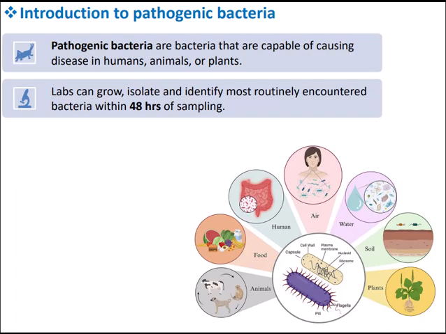How do laboratorians deal with pathogenic bacteria? Clinical laboratory can grow bacteria, isolate them, and identify them, know exactly which bacteria it is. And why is identification important? Identification is important to diagnose the disease correctly, choose the right antibiotic, prevent spread of infection, and save life.